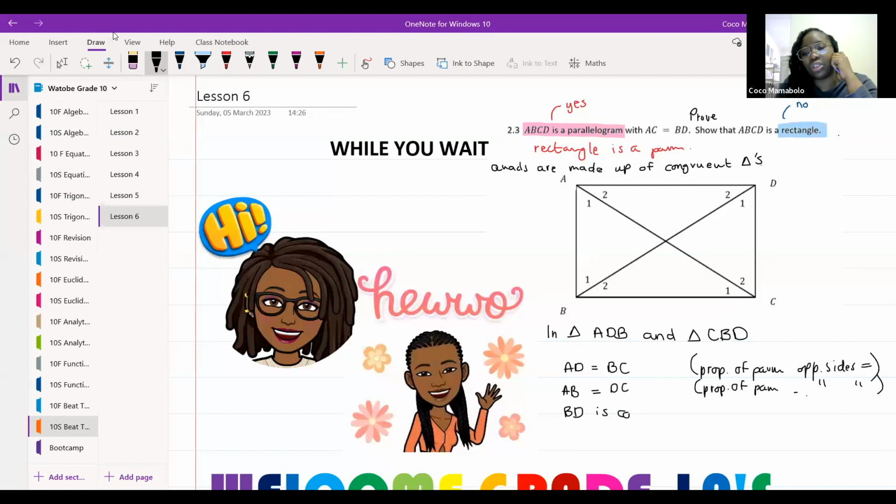Excellent. BD is common. Right, but we've already got our three things, guys. We know that this is a side, and BD is a common side. Therefore, triangle ADB is congruent to triangle CBD. What is our reason? Tell me, what is my reason, guys? Good, side, side, side.